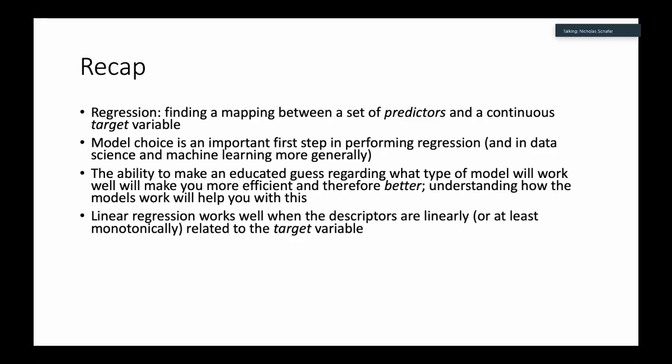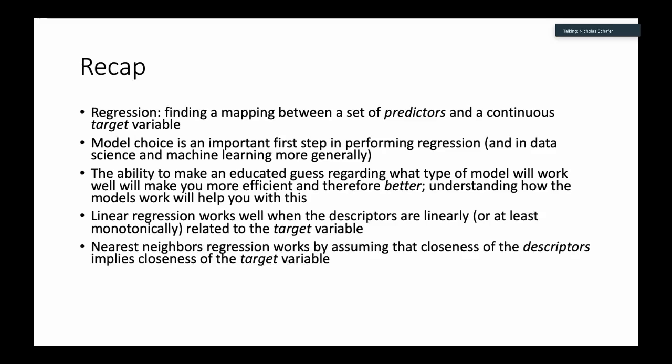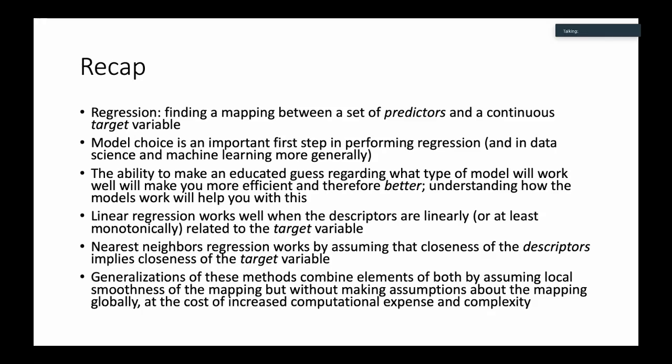Linear regression works well when the descriptors are linearly or at least monotonically related to the target variable, whereas nearest neighbors regression works by assuming that closeness of the descriptors implies closeness of the target variable. And it works well in case of non-monotonic functions. Finally, there are generalizations which you can look into, which combine aspects of both linear regression and nearest neighbors regression.